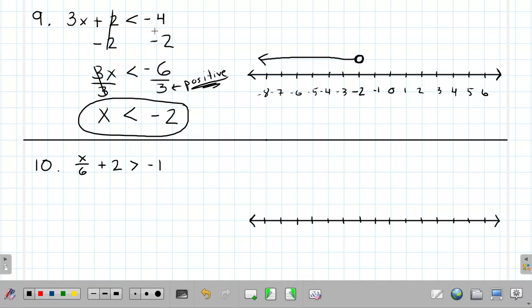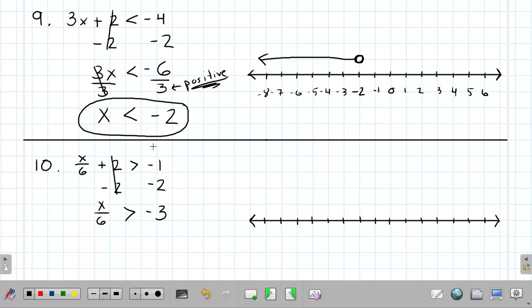that you use to solve the equation are the same steps you use to solve the inequality in this case. Same thing happens with number 10. X divided by 6 plus 2 is greater than negative 1. Well, the first step here is going to be we're going to subtract 2. Those go away, so we have x over 6. X divided by 6 is greater than negative 3.